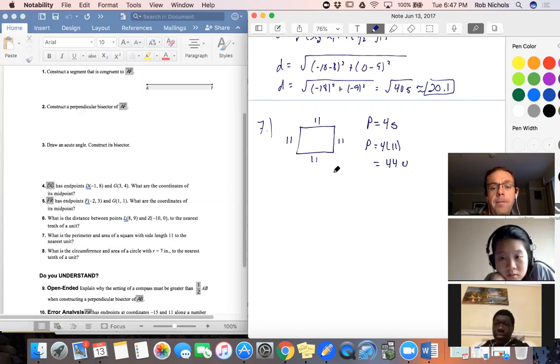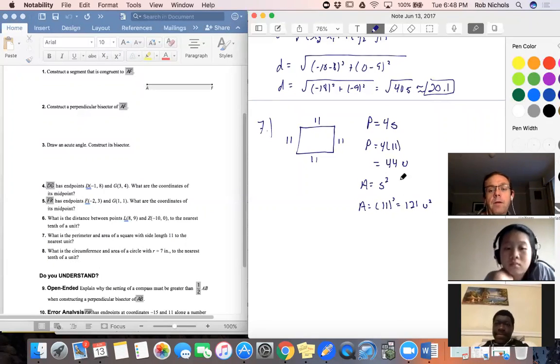And then the area of a square: area equals side squared. So area equals 11 squared. When I do that in the calculator, I get 121, and then U squared, where U is for units. And those are both of my answers.